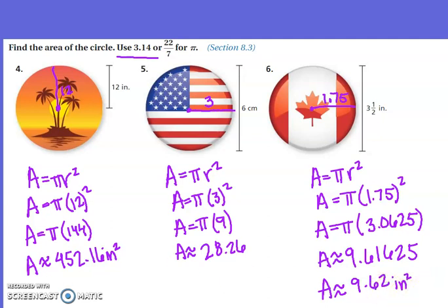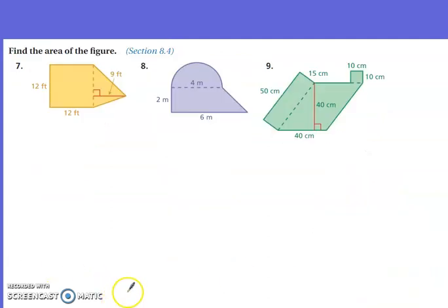Alright, let's try some more. Area of composites. I have these three from the textbook, on the same page that we were working on before, the one before the Chapter 8 test. So in the warm-up we talked about the steps to do this. We're going to divide these shapes into parts, find the area of each part, and add those parts together. So here we go.